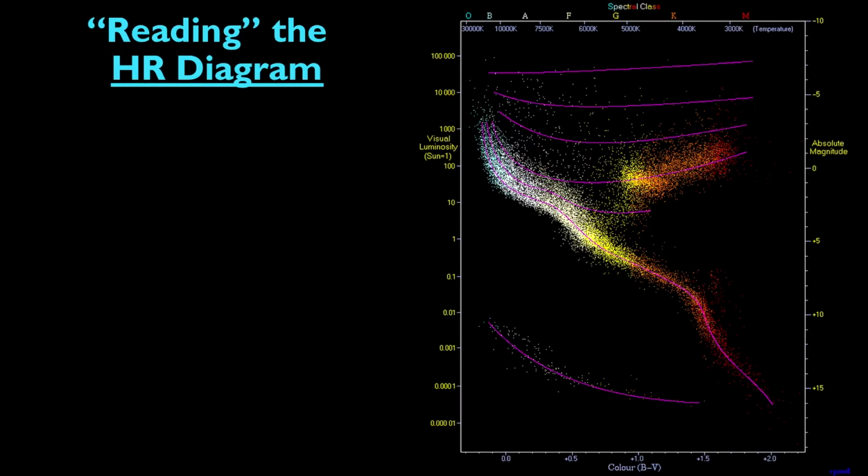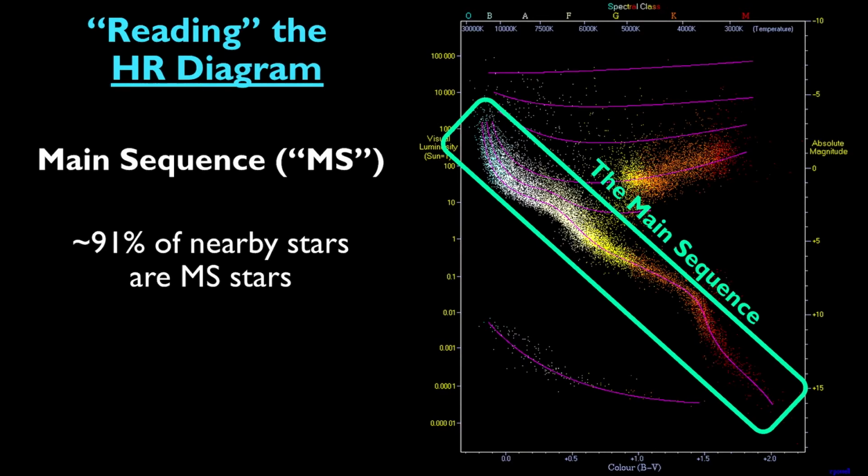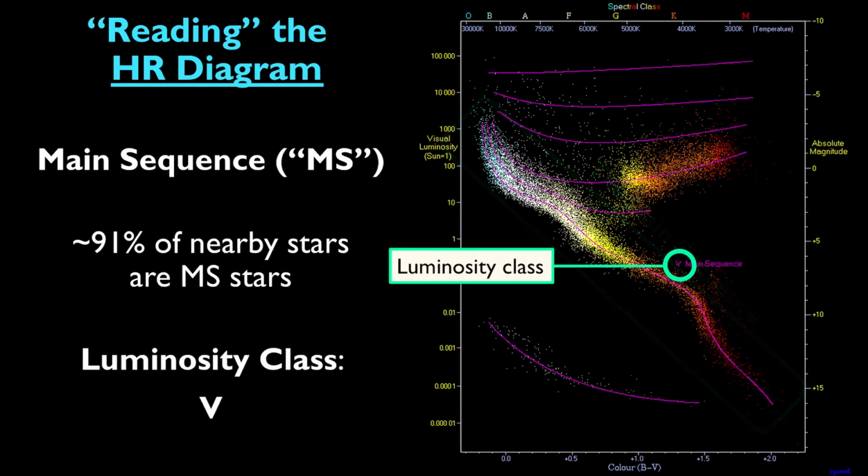The first feature of the HR diagram we'll look at is the one you're most likely already looking at. This diagonal feature that stretches across the HR diagram from the bottom right to the top left is called the main sequence. It's called as such because, well, it's the most prominent feature on the diagram, with most of the 23,000 stars in this HR diagram falling sequentially into this diagonal feature. In fact, about 91% of the stars in our local neighborhood are considered main sequence stars. These main sequence stars have a luminosity class of 5. And these luminosity classes, which are part of the Yerkes spectral classification, are usually presented in Roman numerals.